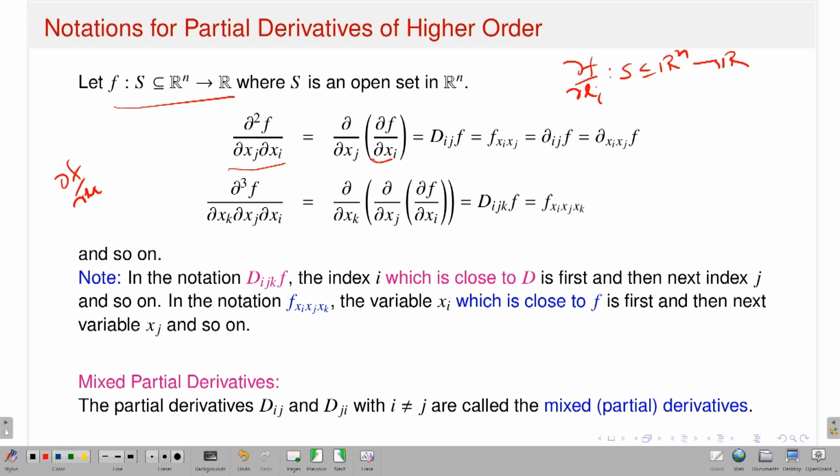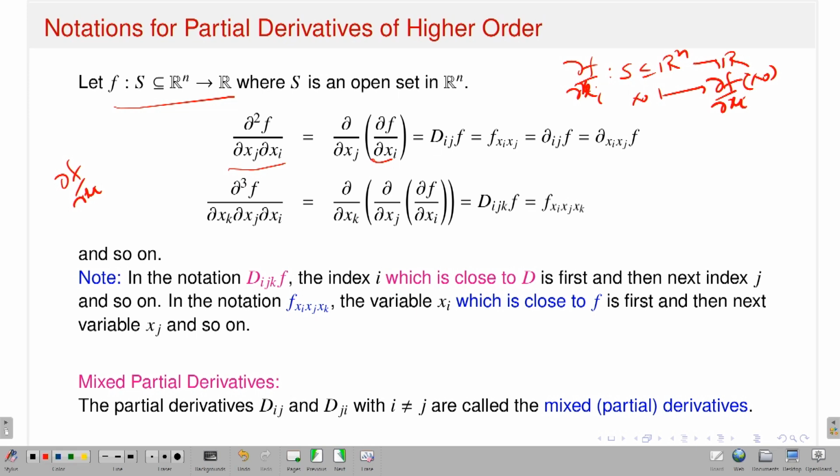So, if f is a function from a set S subset of Rn to R, and suppose del f del xi exists, then this is also a function from S subset of Rn to R. What is that map? This is nothing but x naught goes to del f del xi at the point x naught. Given a function f from Rn to R, each partial derivative I can again think of as a map from a set S subset of Rn to R.